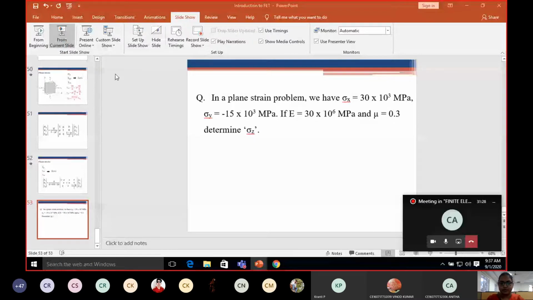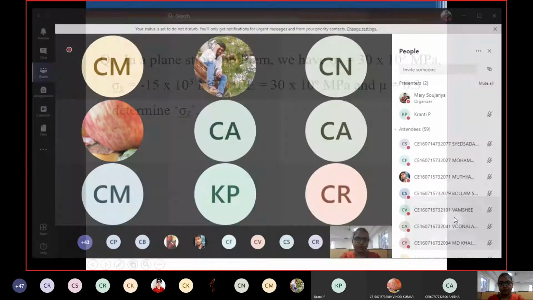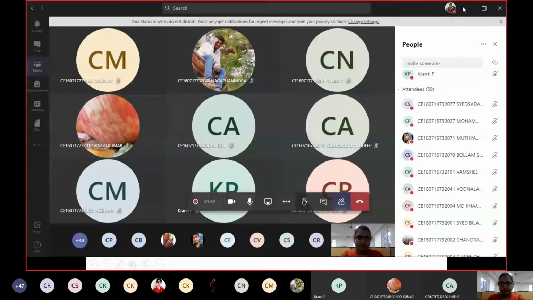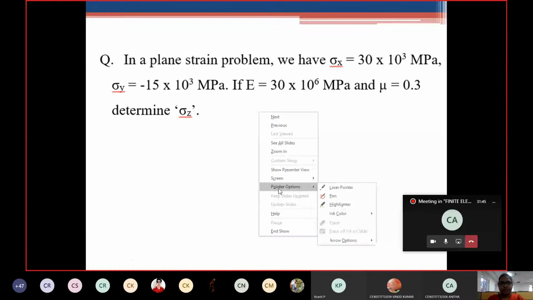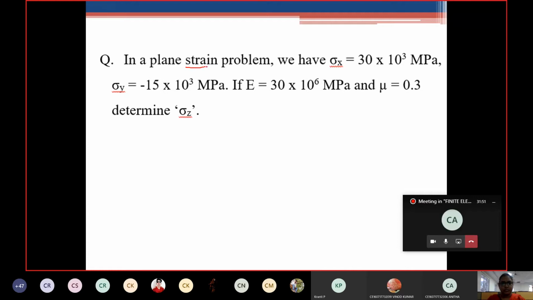Are you able to see the question? So that's your question. In a plane strain problem, we have sigma x equal to 30 into 10 to the power 3 megapascals, sigma y minus 15 into 10 to the power 3 megapascals. The value of E and the value of Poisson's ratio is given. You have to determine the stress in Z direction. That's your question. Start solving, please. And do not give the answer until I ask you.